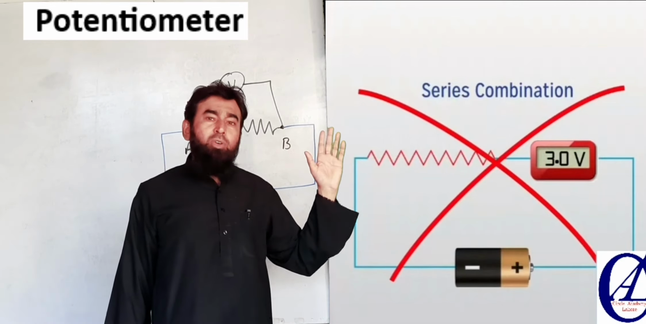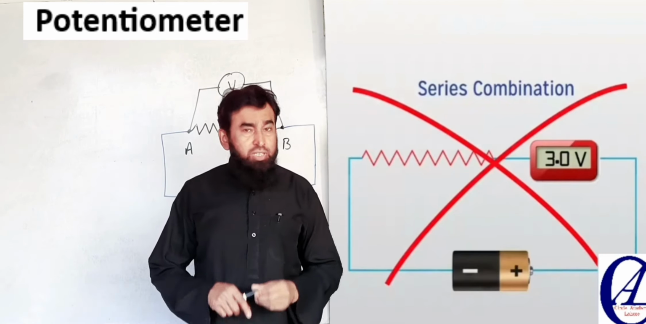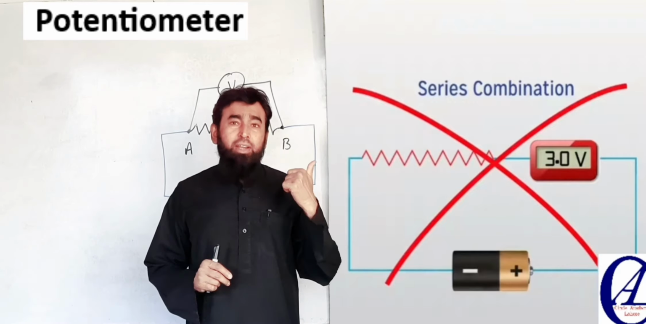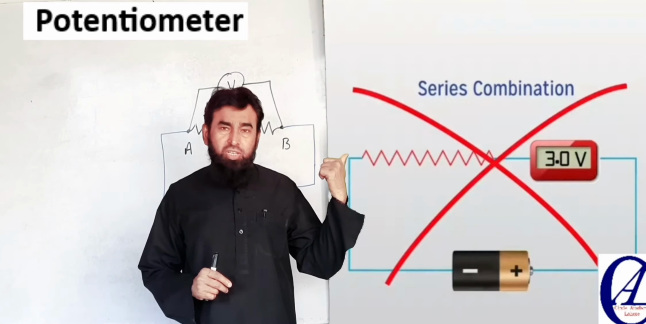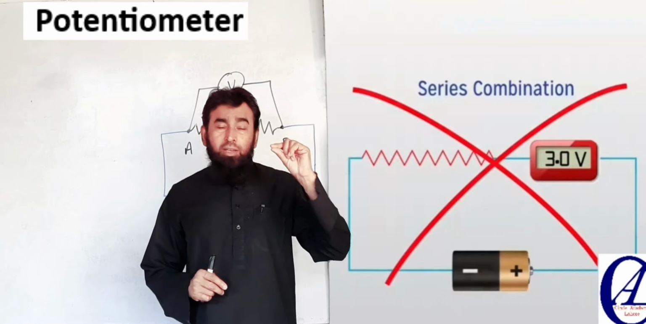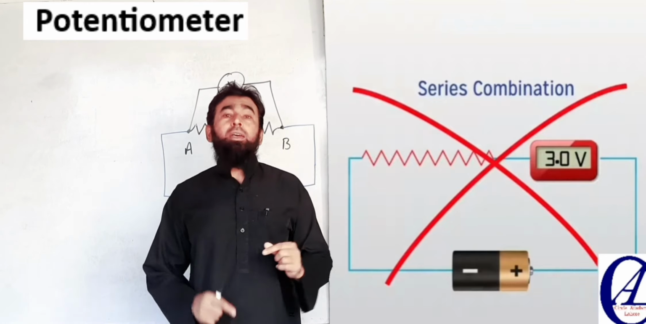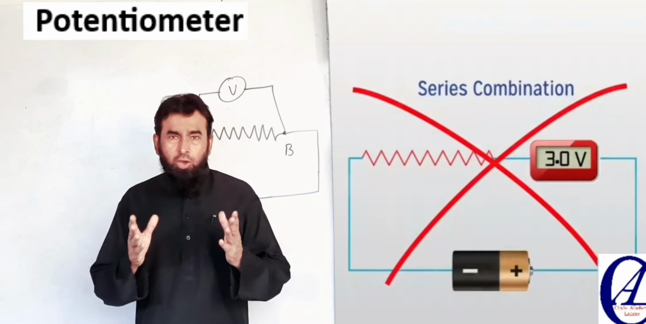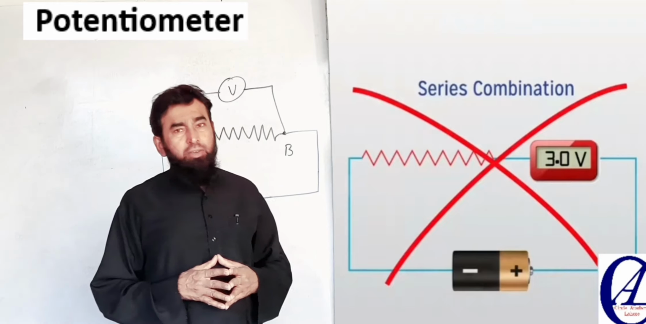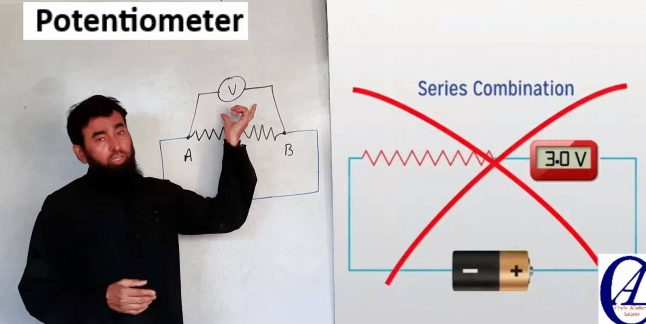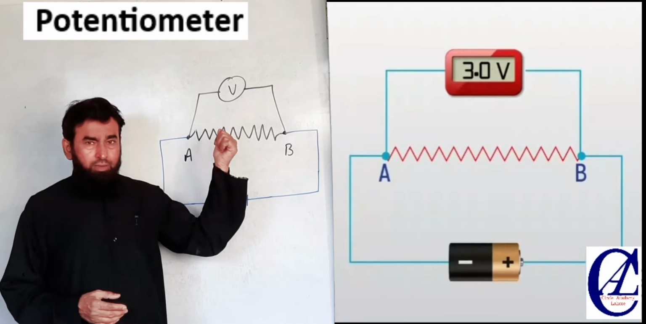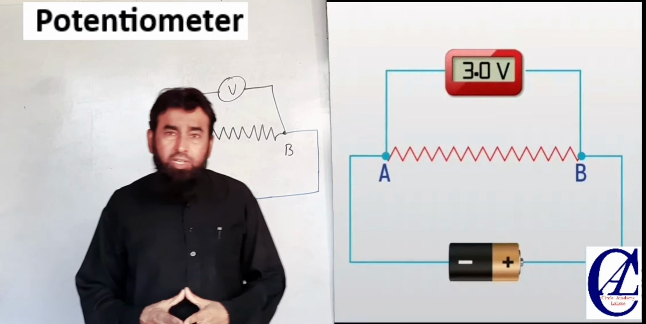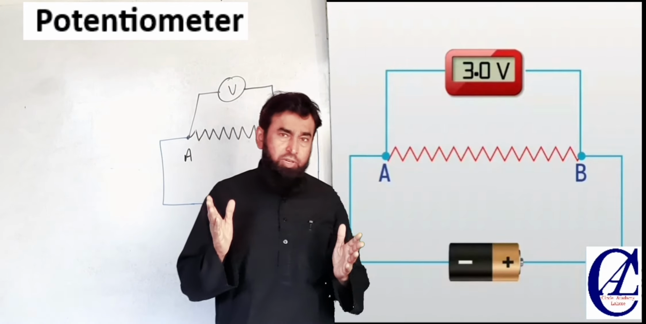Now the question arises: why are we not going to attach the voltmeter in series? You know that the resistance of the voltmeter is very high. If you attach the voltmeter in series like this, the current flow will be very small. The current will decrease too much due to the higher resistance of the voltmeter. We can find the potential difference very easily by applying the voltmeter in parallel. Then what is the use of the potentiometer when we can find the voltage with the help of the voltmeter?